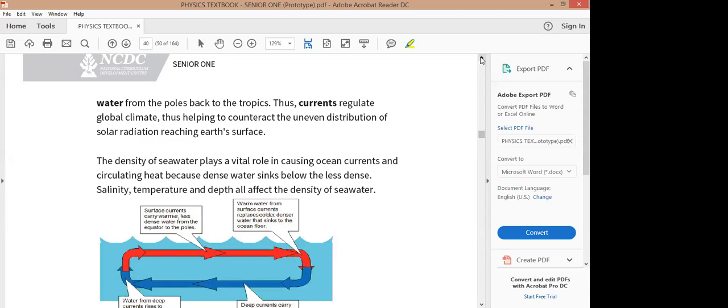Abigail, you're still on. Unmute and explain your answer. Yes. For instance, water which has a lot of salt is denser than pure water. Okay. How does the density affect the movement of water? Dense water does what? Where does the dense water go? Where does the less dense water go?